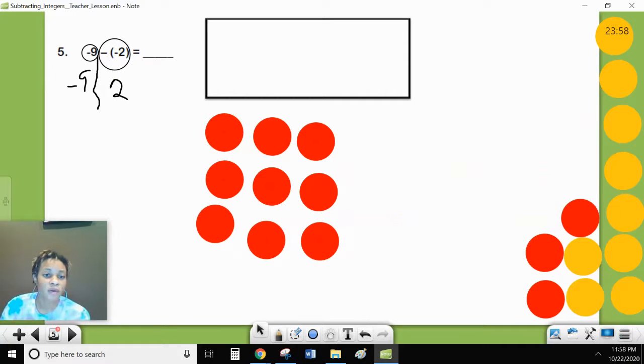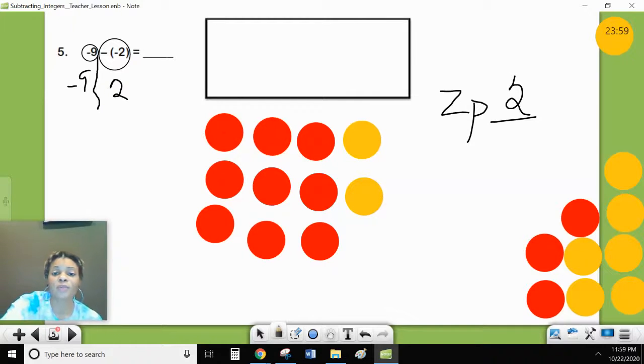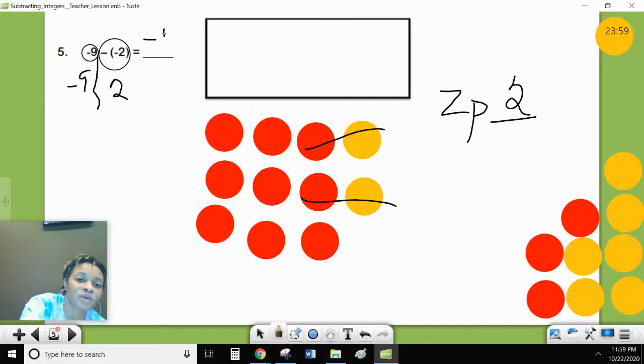Okay, those are my -9s, and then I need to bring over +2. So now that we have everything on the mat, the next question is, how many zero pairs do we have? I see 2 yellows, so I'm going to say I have 2 zero pairs. Then you can get rid of those. Boom, boom, they're out of there. What's left? I have a -7, or the opposite of 7, left. So that's our answer.